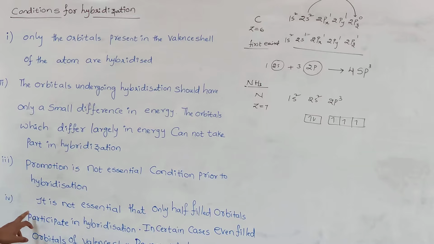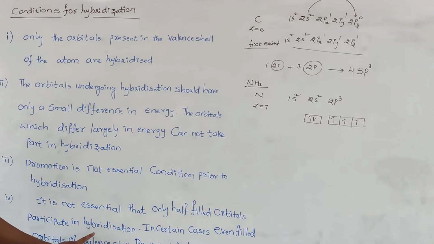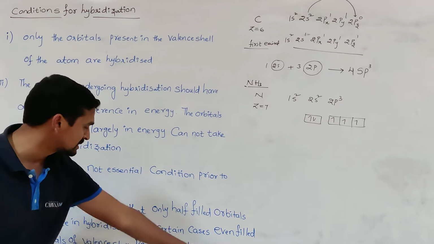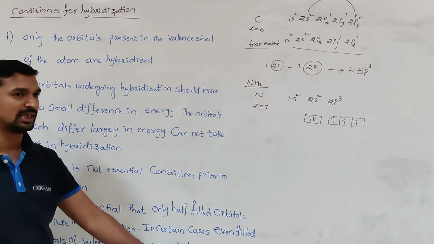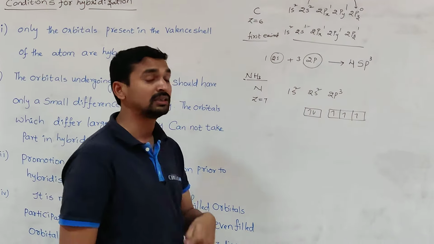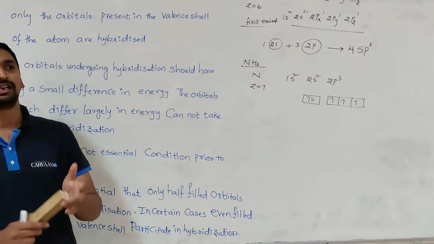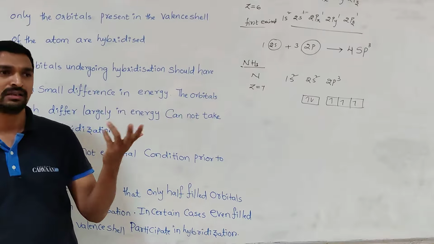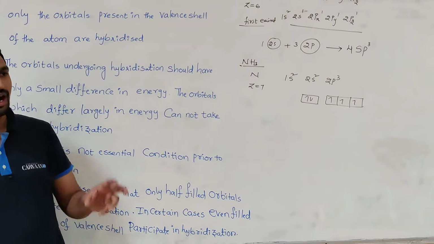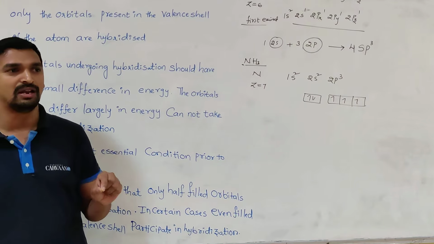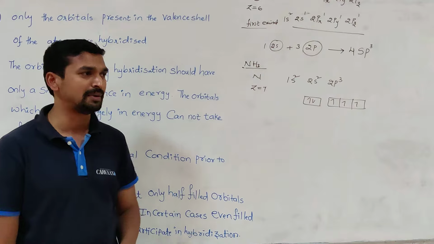And the fourth one, it is not essential that only half-filled orbitals participate in the hybridization. In certain cases, even filled orbitals of the valency shell participate in the hybridization. Always what we feel is that during bond formation, only the half-filled atomic orbitals are involved. But in the case of hybridization, the atomic orbitals can even be filled, with 2 electrons, and they can also participate in the hybridization.